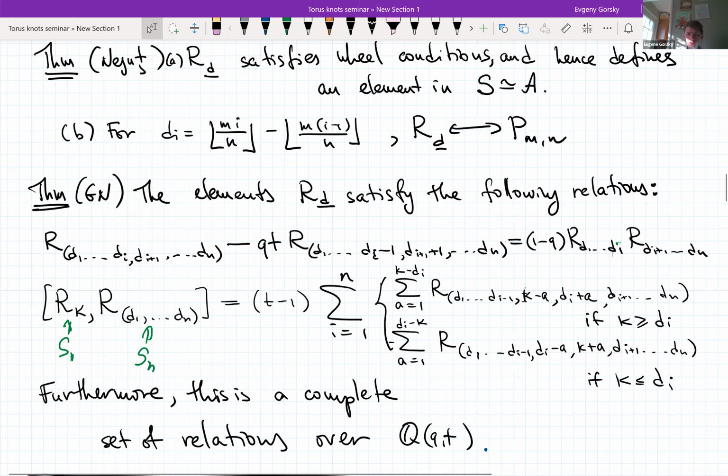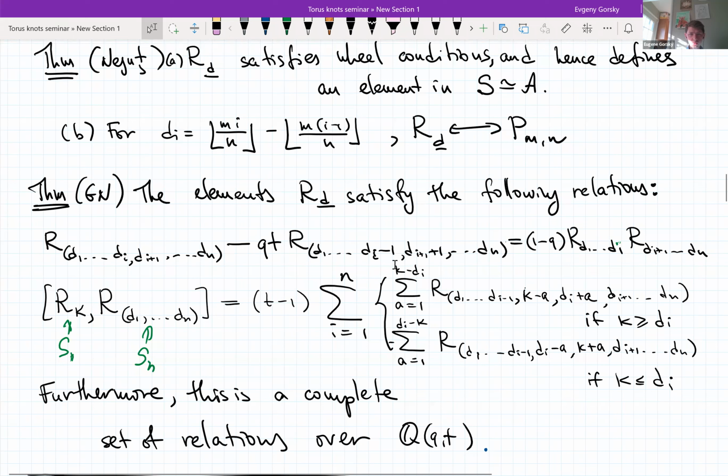And at every point, I compare k with d_i. And if k is bigger than d_i, I have this sum from when I go from k to d_i, essentially. So this k minus a would go from k minus 1 to d_i. And then you have the sum, and then again you keep scanning through d1 through dn, and you have all these terms coming up. And if k is less than d_i, you have similar terms when you go from d_i to k. And so you have this giant sum here, and then that's times t minus 1. And that is a relation that you can see in the shuffle algebra.